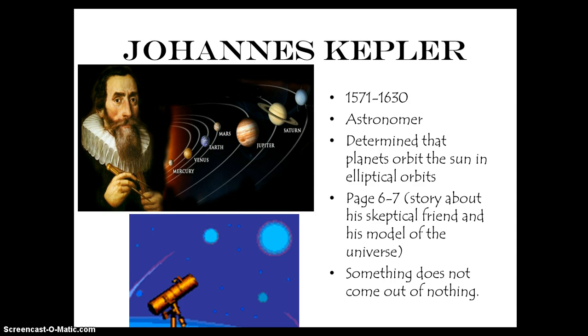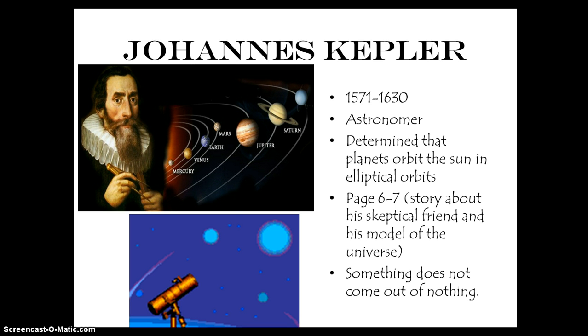The first story they mention on page 7 is of Johannes Kepler, an astronomer living at the beginning of the period known as the Enlightenment. He is famous for determining that the planets orbit around the sun in elliptical orbits. Now, on pages 6 through 7, there's this story about a friend of his who is skeptical of his faith. And in order to sort of illustrate this, he uses a model of the universe that he created.